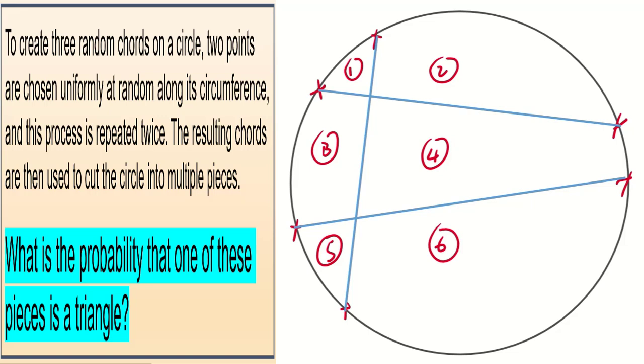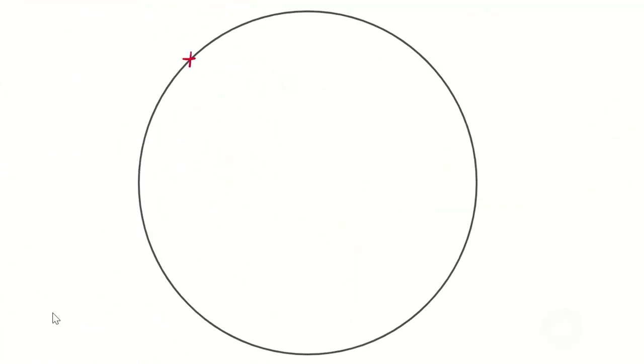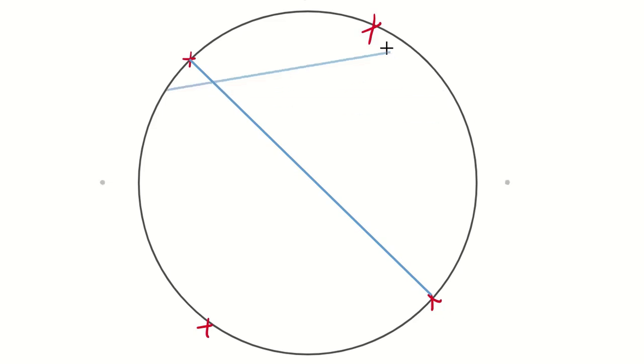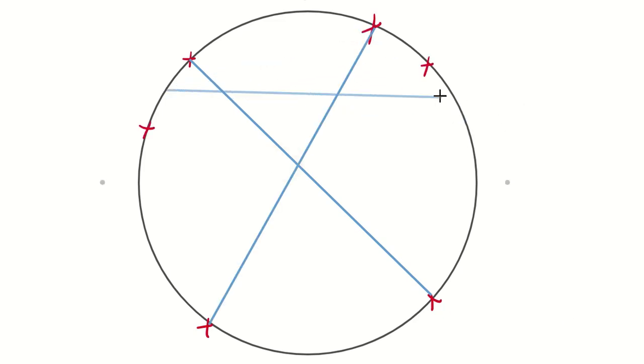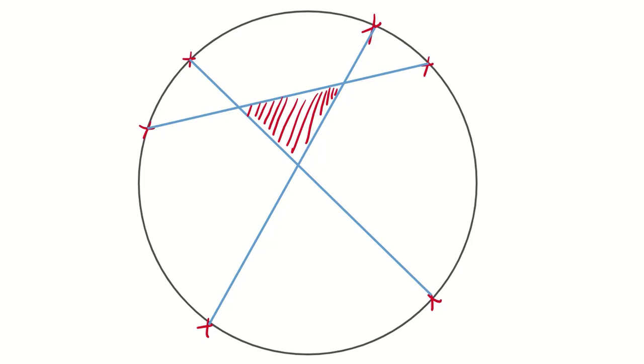We can't find any triangle in this diagram. This means that the only way for us to get a triangle is as follows. So 2 random points create a chord, another 2 random points, another chord, and 2 random points, another chord. If we do it this way, then we will have a triangle in between. This is one example where we successfully create a triangle among all the pieces.